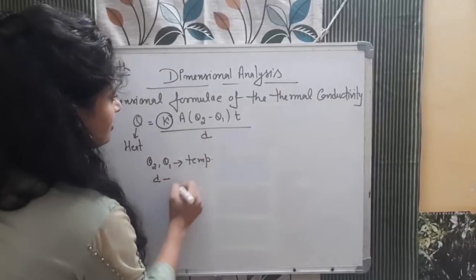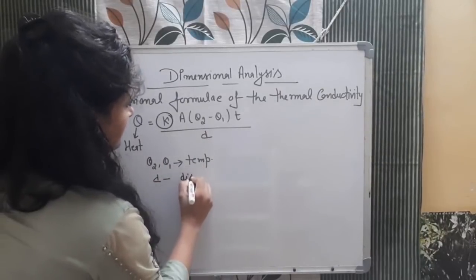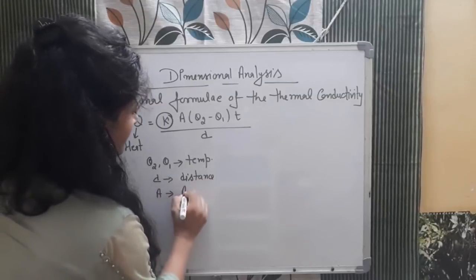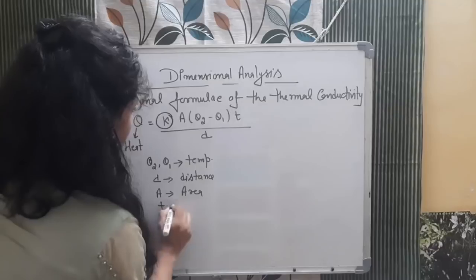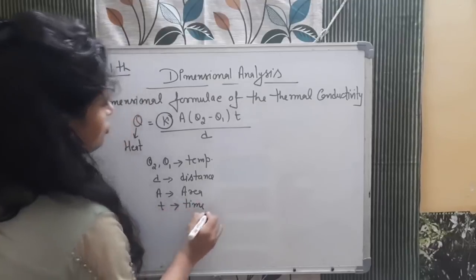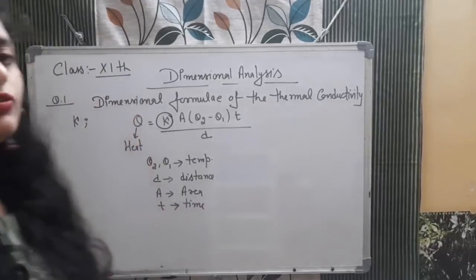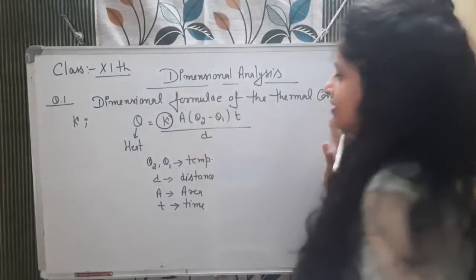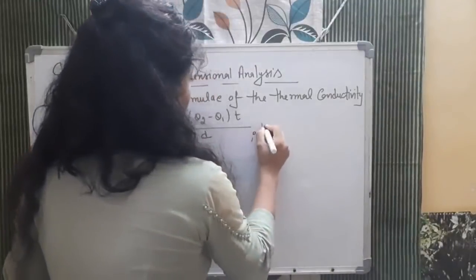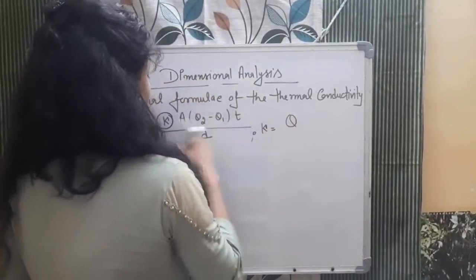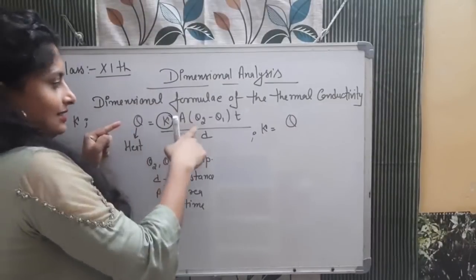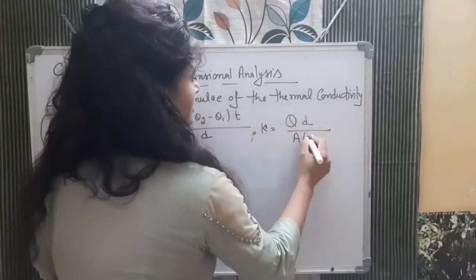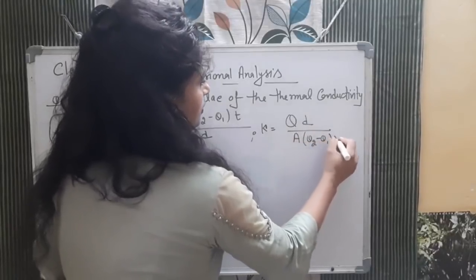D is the distance, A stands for the area, and T stands for the time. So we need to calculate the dimensional formula for K. What is the procedure? Take K on the left hand side and all other quantities on the right hand side. So what will the formula be now? K will be Q. This is Q, not theta, and these are the thetas. Q into D divided by A, theta 2 minus theta 1, into T.